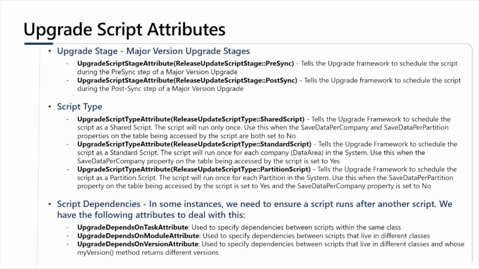Coming from AX2012, it's a major upgrade, and the main stages are pre-sync and post-sync. Different script types are shared script, standard script, and partition script. And last, script dependencies are to ensure a script runs after another script with different conditions. So these attributes will be used when you are writing a script for your customization, where you are moving your data and you see that the script is needed for moving the database to 365 and there is a schema change.